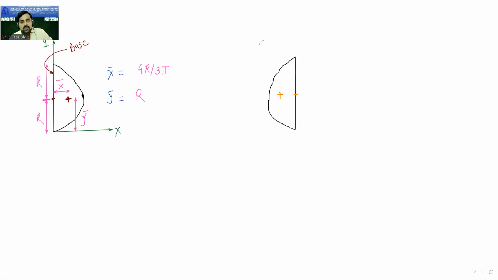After that we can draw the reference axes. We should draw the reference axes in such a way that our figure must be in the first quadrant. So this is the y-axis, and this is the x-axis.